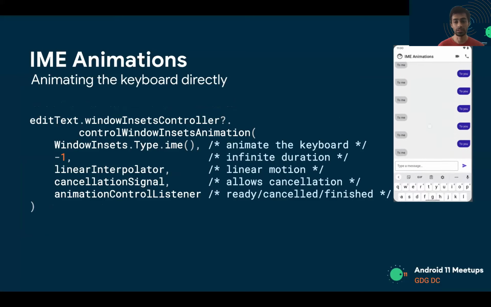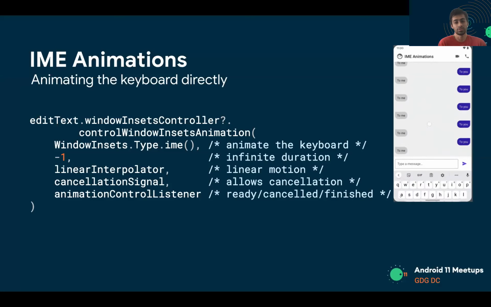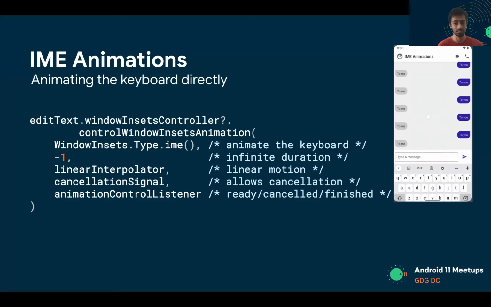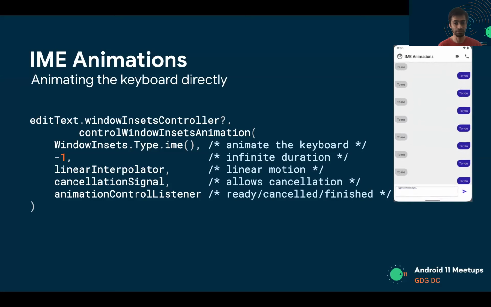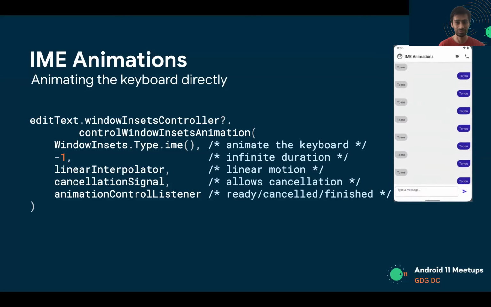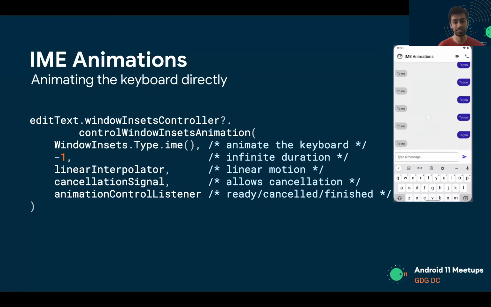We can actually control how the keyboard comes up. You do that, instead of attaching a listener, by defining a controller and passing in a bunch of parameters. For example, starting with the type, since this is the keyboard example, we're using the input method editor type. The duration is infinite because it's not really a specific time that we want the keyboard to come up. It's basically based on how the user drags it up. And then you can control the acceleration and all of the fancy physics as it comes up. So it makes your UI very nice and consistent.